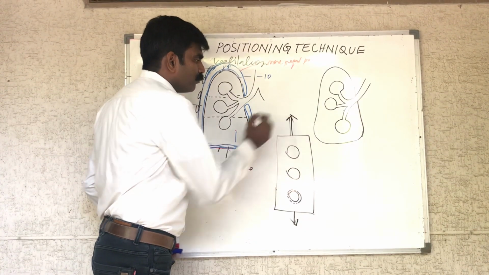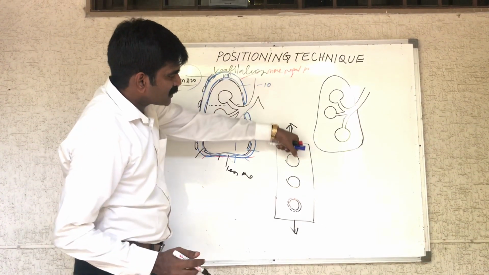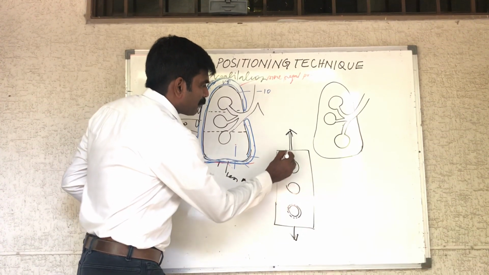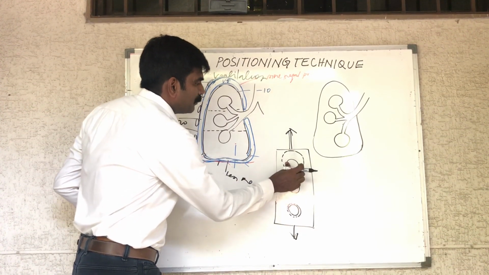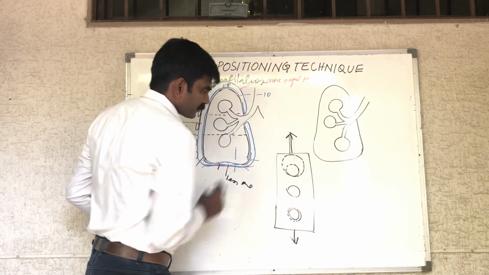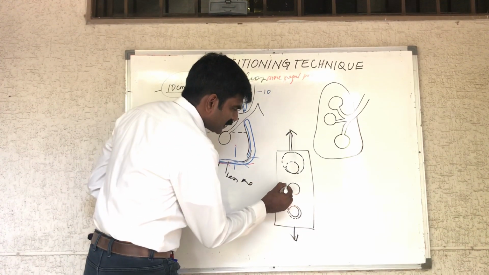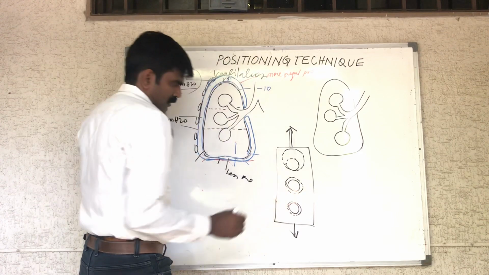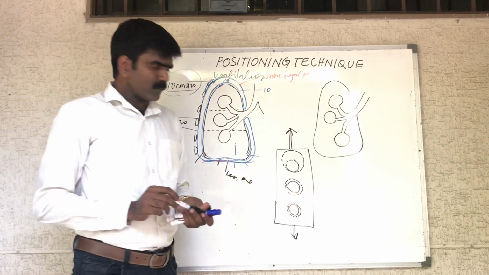Here it is pulled more. When the sheet is pulled more, then what will happen? The hole will become larger in size. Clear? And here it is in between. Clear? I think you understood.